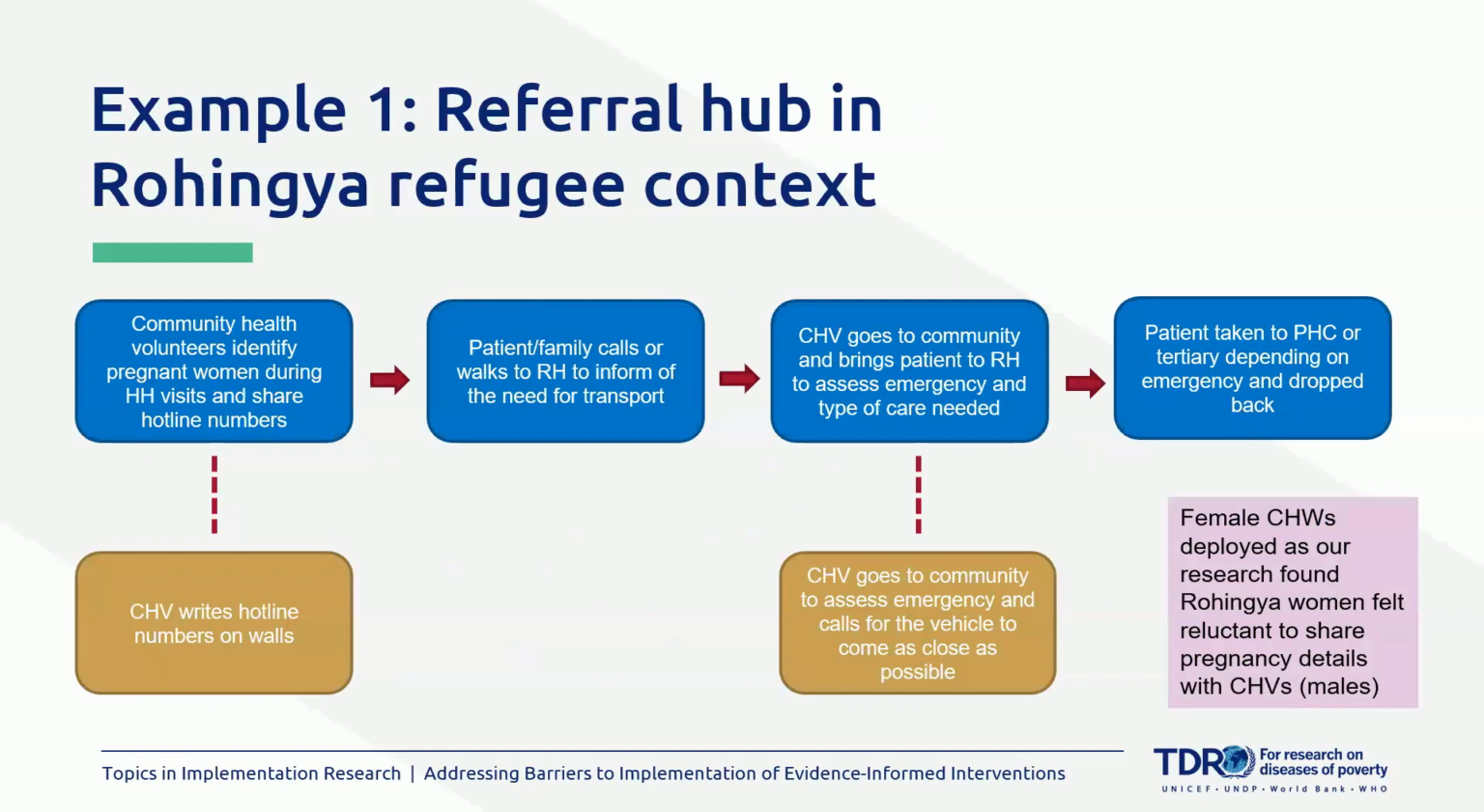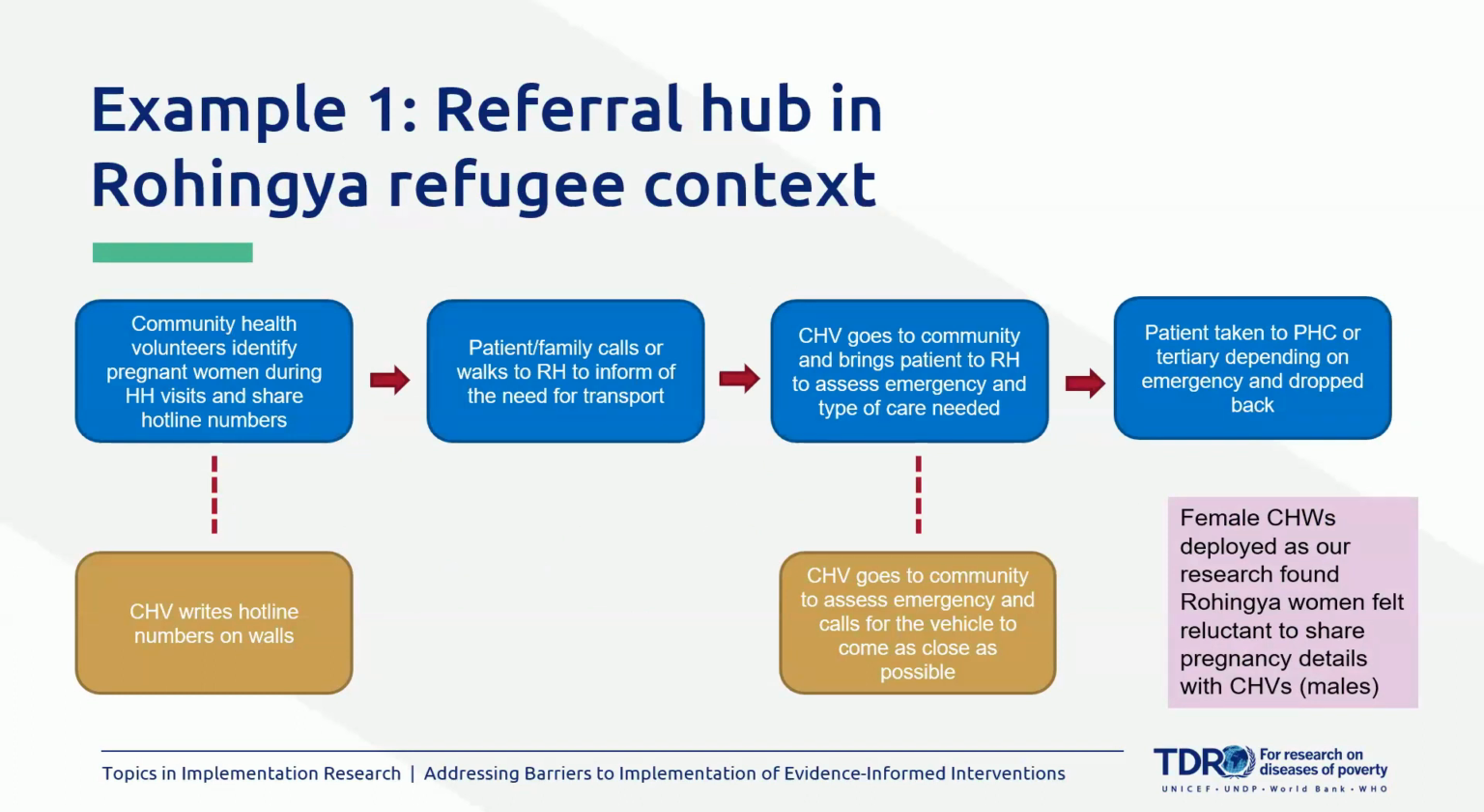So just to give you a very quick example from one of the implementation research projects I was part of, it was research funded by NFPA, and we did it in the Rohingya refugee context in Bangladesh. Rohingya refugees are Myanmar nationals who fled due to the conflict, and they are in Cox's Bazar, which is near the coastal region of Bangladesh.